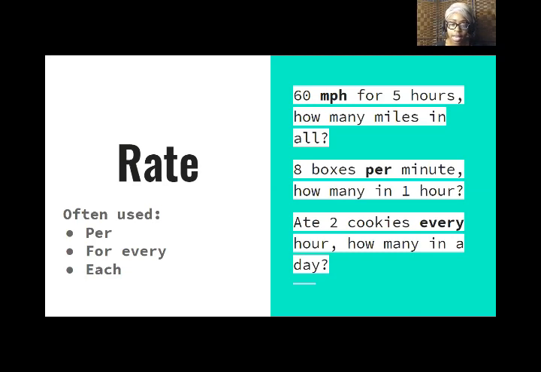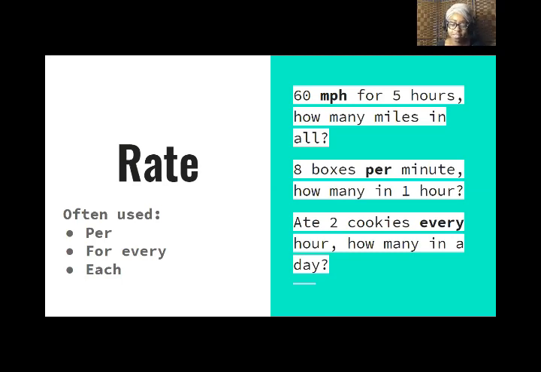Last one is somebody ate 2 cookies every hour. How many in a day? So how many hours are in a day? 24, right? So you're going to multiply 2 by 24, and that's going to give you 48 cookies in a day. That's a lot of cookies. Hopefully, they were small cookies.